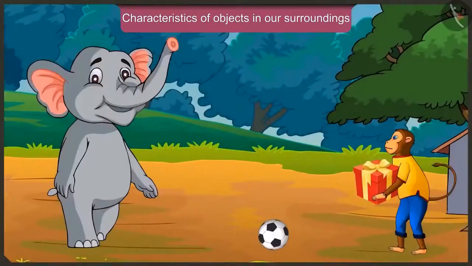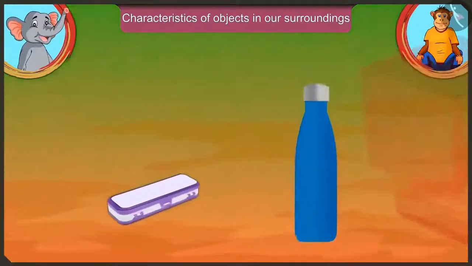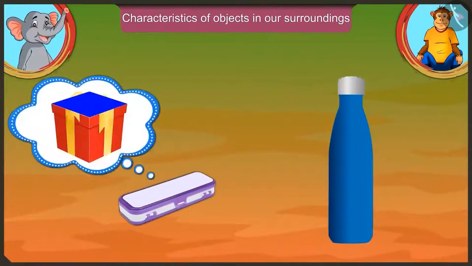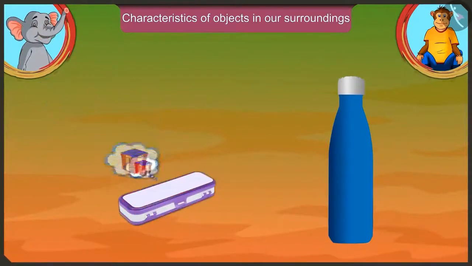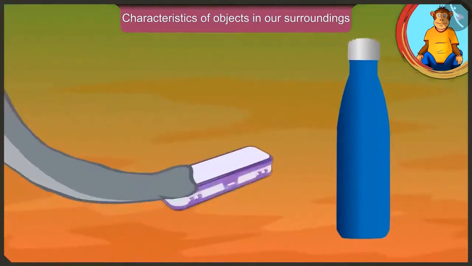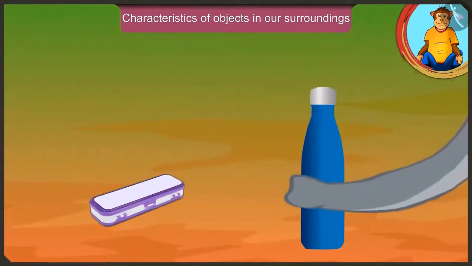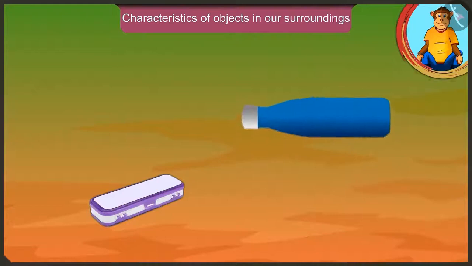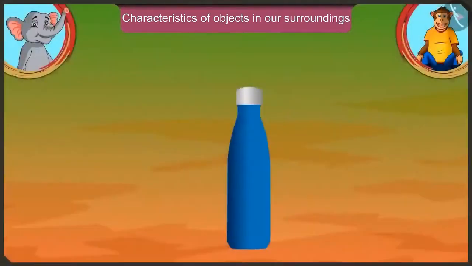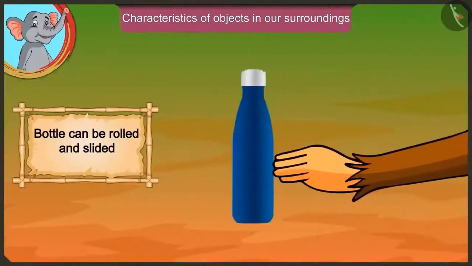Yes, Appu. Jaggu, what gift did you get for Golu? I have got this pencil box and a water bottle for him. This pencil box also has a flat surface just like your box. So you can slide and move it. Isn't it? Yes. And this bottle can be rolled like this. Isn't it? Yes, we can roll this bottle and also slide and move it like this.